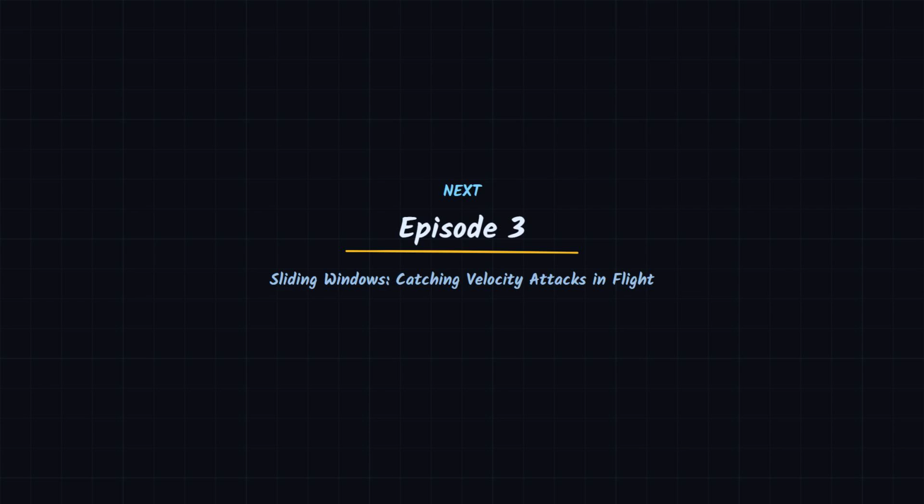Next episode, we write the actual detection logic, sliding temporal windows in Flink that catch a card being used in 3 cities in 2 minutes while it's happening. See you there.